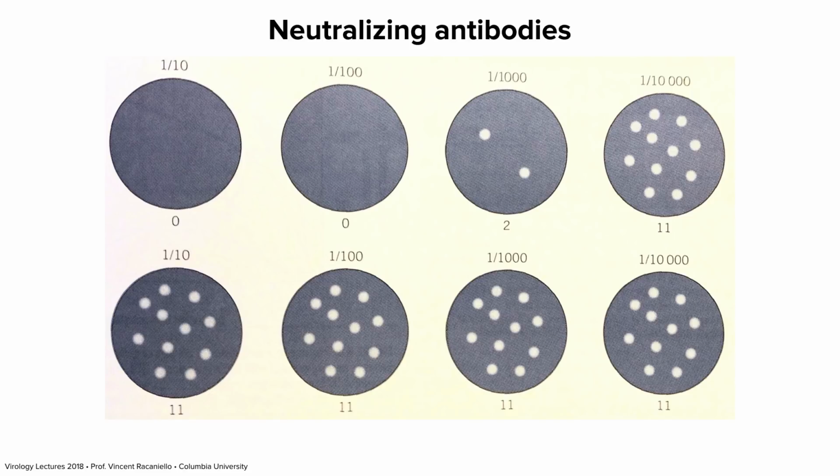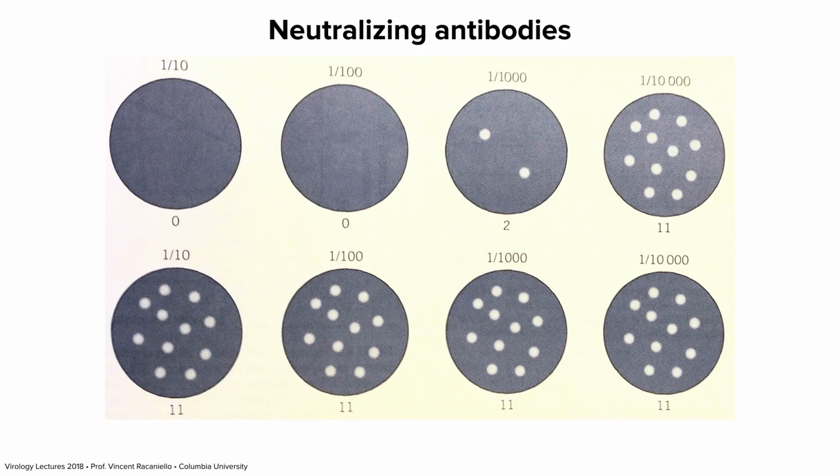So here's an experimental demonstration of what a neutralizing antibody is. These are plaque assay plates. Hope you remember what a plaque assay is. Remember putting viruses on monolayers under an agar overlay, and you get a little plaque where a single virus has infected. And so what is done here is you mix a fixed number of viruses, a certain number of plaque-forming units. I guess there are 11 on each of these plates.